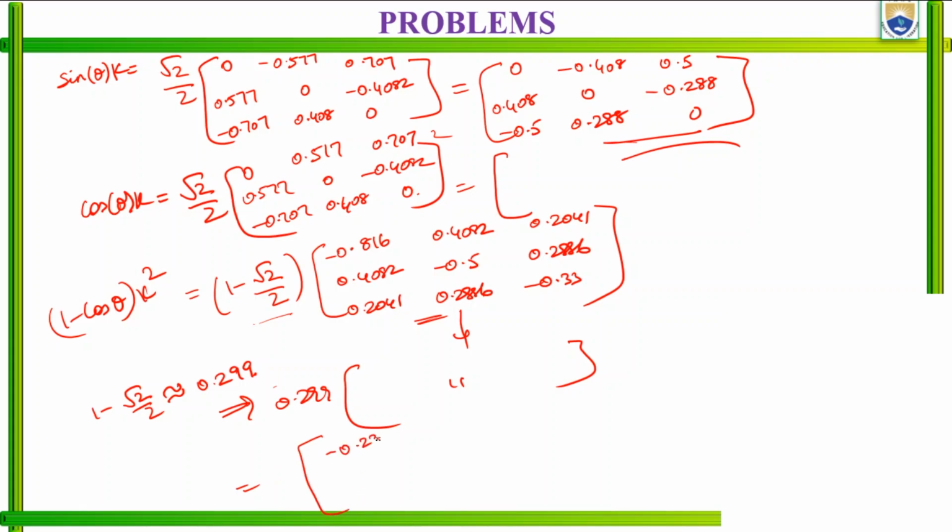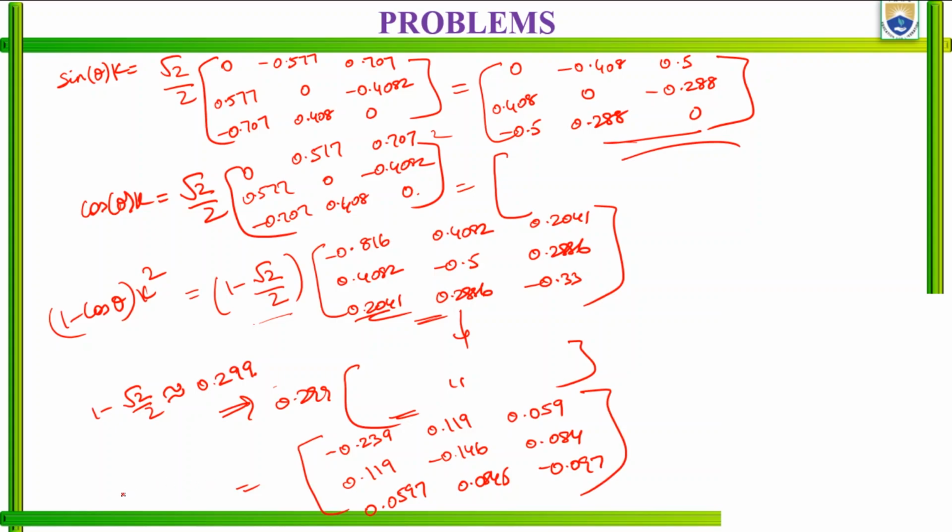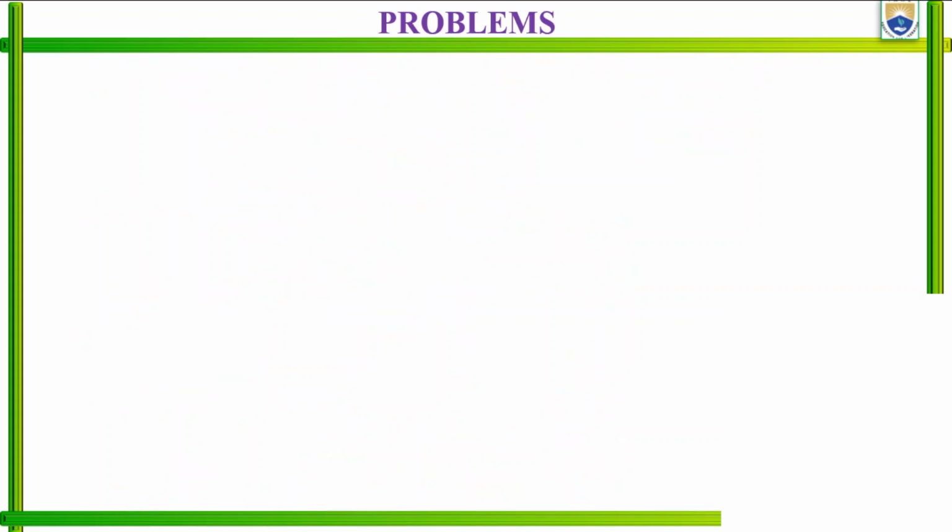Minus 0.239, 0.119 and 0.059, right? 0.119, minus 0.146 and 0.084. And the final matrix will be 0.0597, 0.0845 and minus 0.097. This will be the final matrix for 1 minus cos theta whole into k square. Right? Now, we need to calculate R.